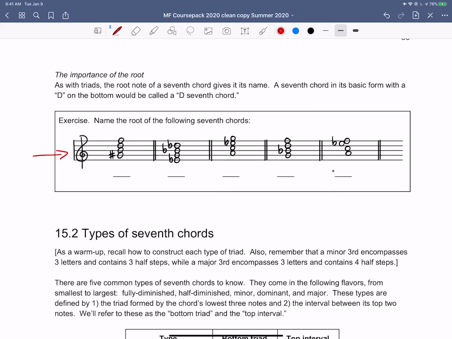So check it out. Make sure that you're dealing with the chord in its basic configuration first. So we've got line, line, line, line. Yep, checks out. It's in root position. So the bottom note is going to be the root. Therefore, the root is G sharp. So that would be called a G sharp seventh chord of some kind.